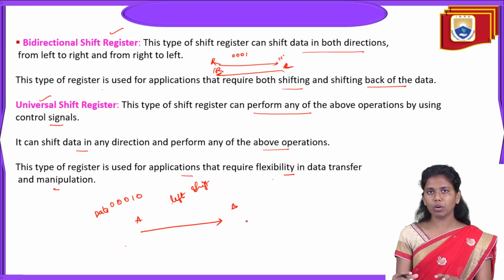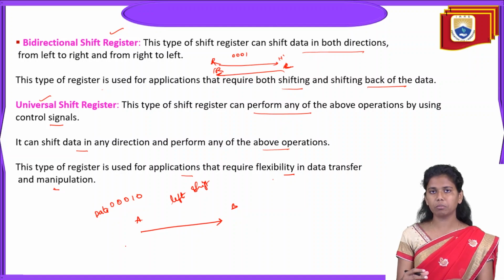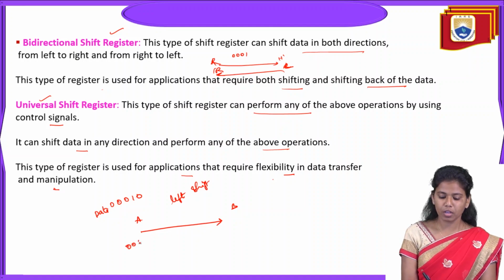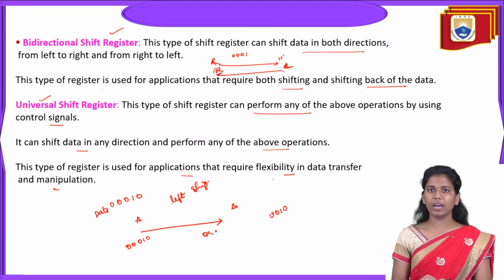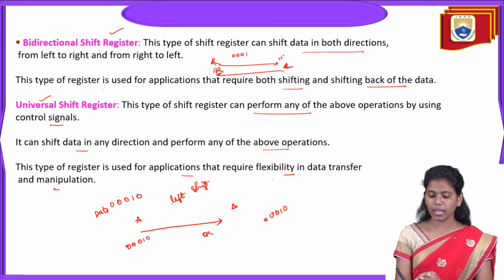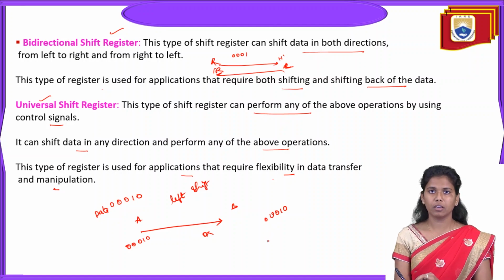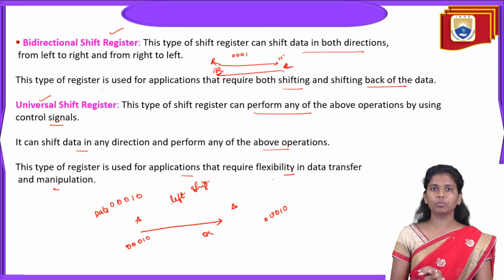In shifting, sometimes due to disturbances, instead of receiving 5 bits of data, I may receive 4 bits of data. That means 1 bit of data has collapsed somewhere, it vanishes. So I can manipulate here. I can add 1 bit. This is how we can alter such things in the universal shift register.